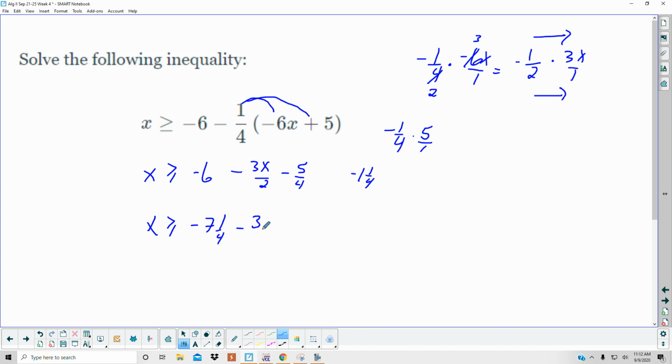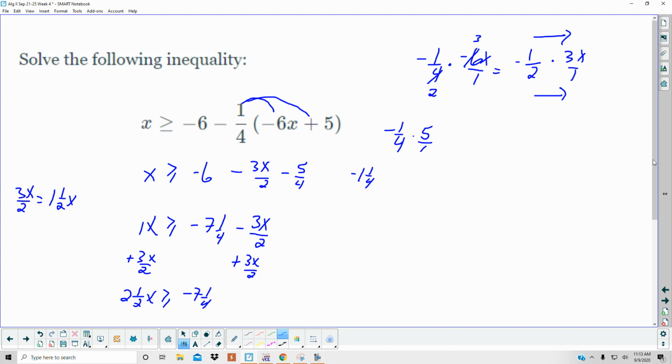minus 3x over 2. I need to get the x's on the same side, so I'm going to add the 3/2 x to both sides. This is 1x plus 1.5x. 3/2 x is the same as 1.5x. So to do this in my head, 1 and 1.5 is 2.5x greater than or equal to -7 1/4.